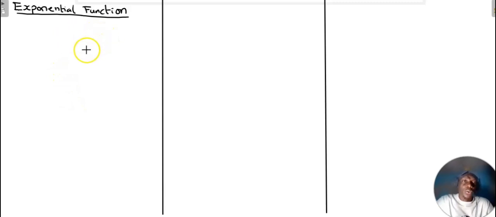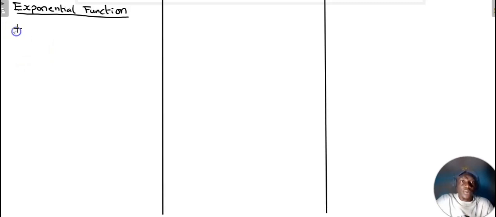Now, the first thing you have to know is what an exponential function is. An exponential function is that equation where the unknown is always the index, right? The power is always the unknown. That's what an exponential function is.